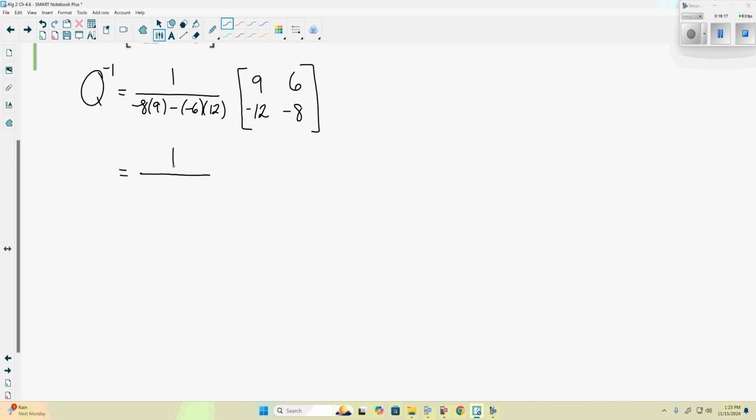Now, before we can do anything else, we'll need to simplify that fraction. -8 times 9 is going to be -72. Minus -6 times 12 is -72. But our minus and negative is going to make a plus.